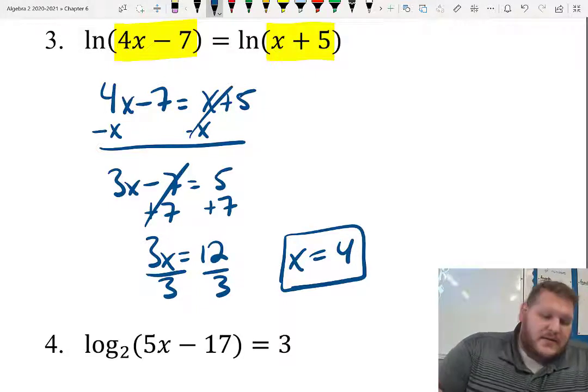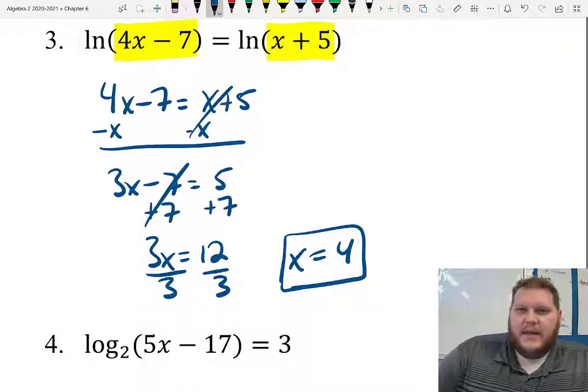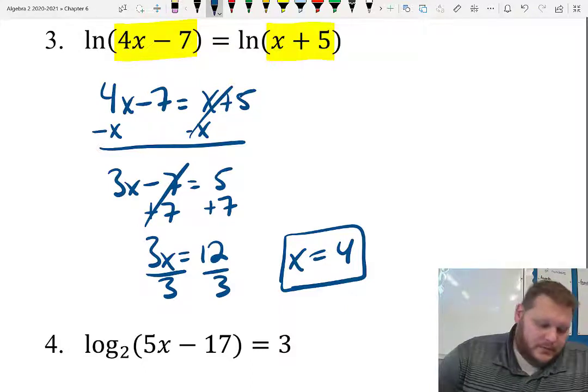And you could check this. I mean, you plug 4 in here. Over on the right side, you get ln of 9. On the left side, 4 times 4 is 16, minus 7 is 9. So the ln of 9 on both sides, that makes sense. Again, you could evaluate and just get a decimal. Whatever floats your boat and makes you happy, go for gold.